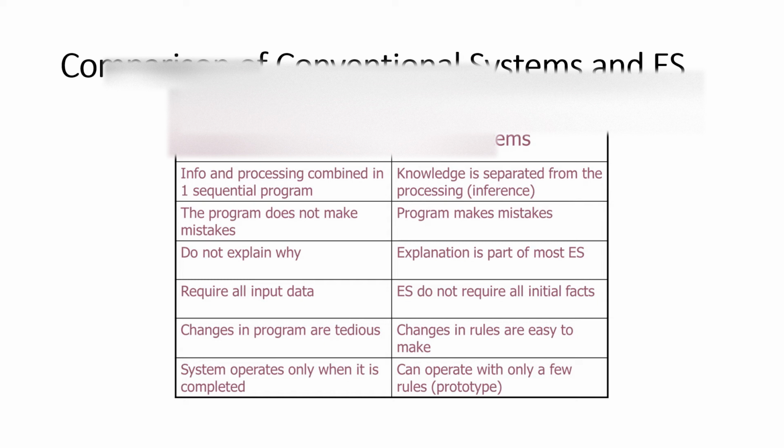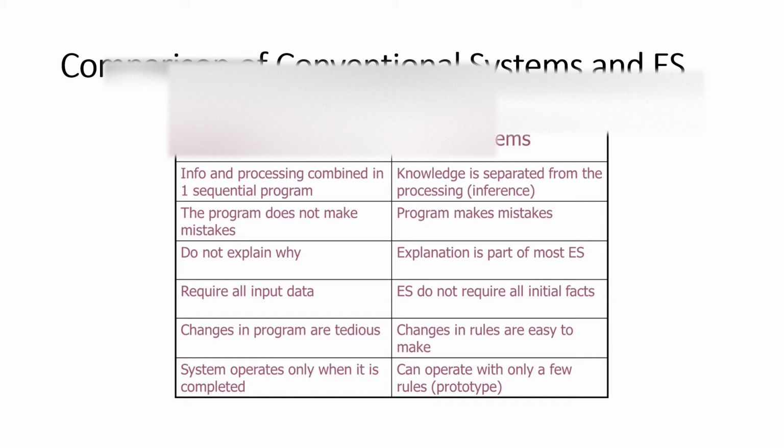So all the rules, all the facts that are needed in order to solve a problem, they are in the knowledge base, and we make use of an inference engine in order to infer the new knowledge. Next difference is the program does not make mistakes. In case of a conventional system, usually whatever program you have made in order to solve a problem does not make mistakes.